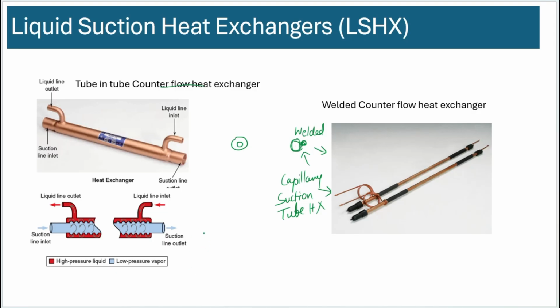Both of them are counterflow heat exchangers. The other thing to note here is it's liquid to liquid, or refrigerant to liquid. This could also be liquid to gas, depending on whether the suction line has any liquid or not. But overall, it's refrigerant to refrigerant. So that brings us to the end of the heat exchanger part of this lecture.